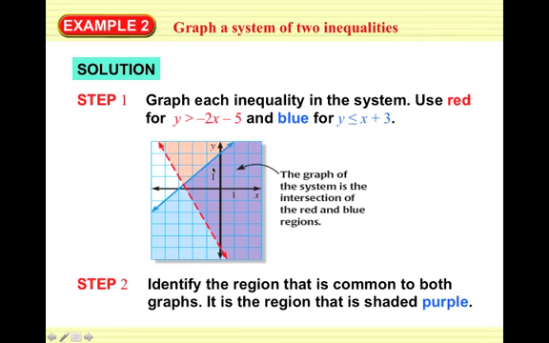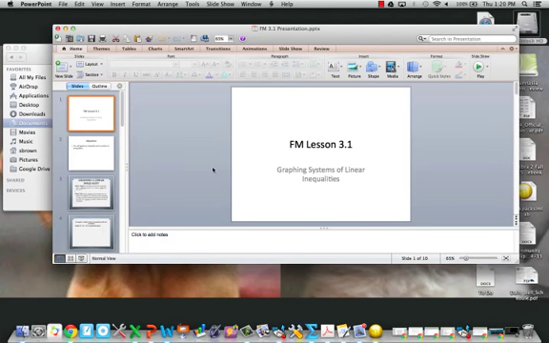Okay. Identify the region that's common to both. I just talked about that. In this case, it's shaded purple. Sometimes when you use colored pencils, they might blend really well. Sometimes they don't. You just look for where both shadings overlap.